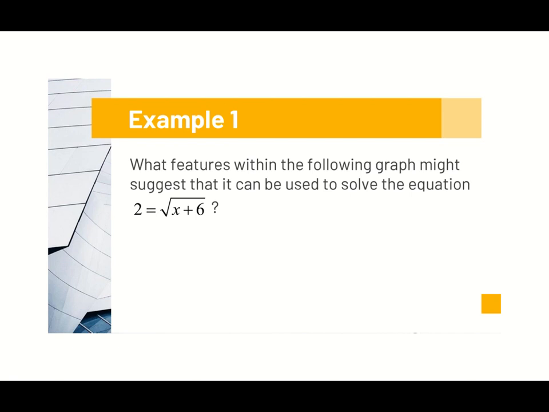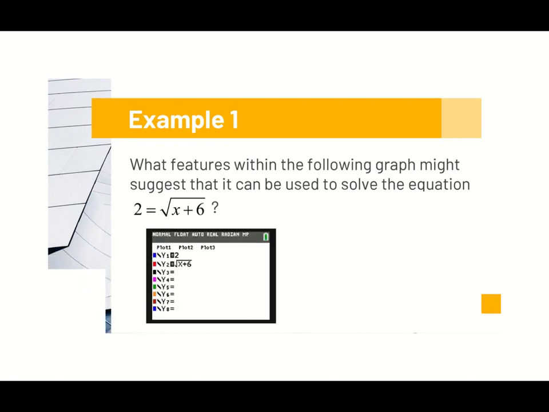Go into y equals, and we're going to type in our 2 equations. The left side is going to go into y1, and the right side is going to go into y2. So you should have something like this: y1 is equal to 2, and y2 is equal to the square root of x plus 6. They're 2 separate equations. Then hit graph.